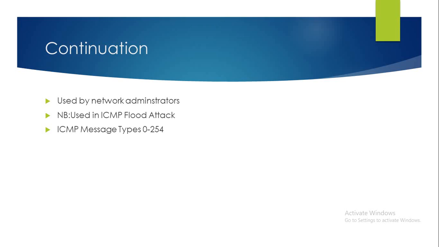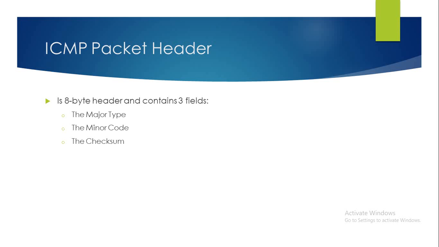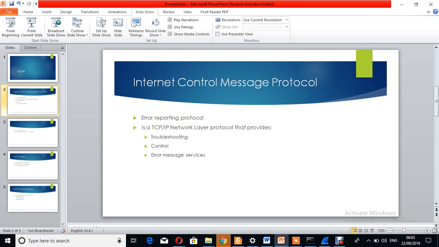The other thing is that an ICMP packet has an 8-byte header containing 3 things: the major type that identifies the ICMP message, the minor code that contains more information about the type field, and the checksum that helps detect errors during transmission. ICMP messages also contain the entire IP header from the original message, so that the end system knows which packet failed. So now we'll go to a demonstration and see how it works.